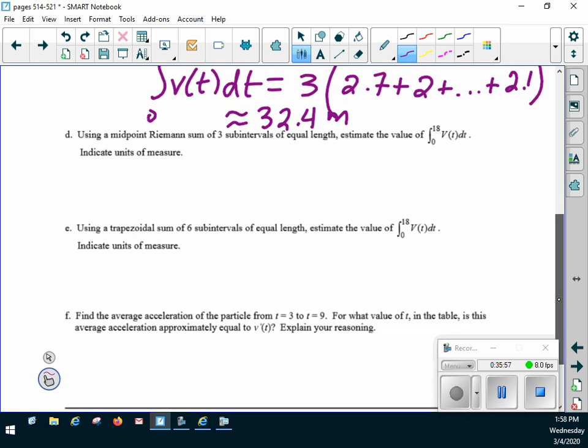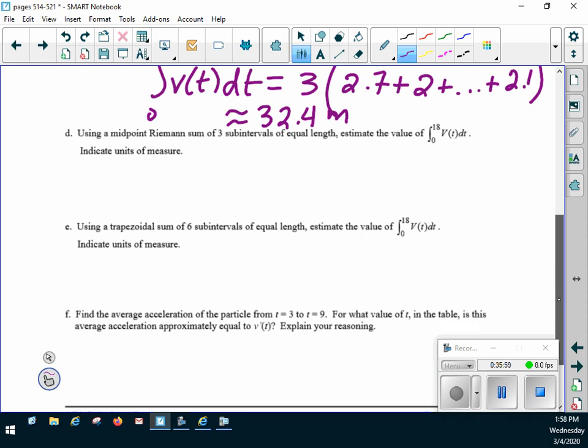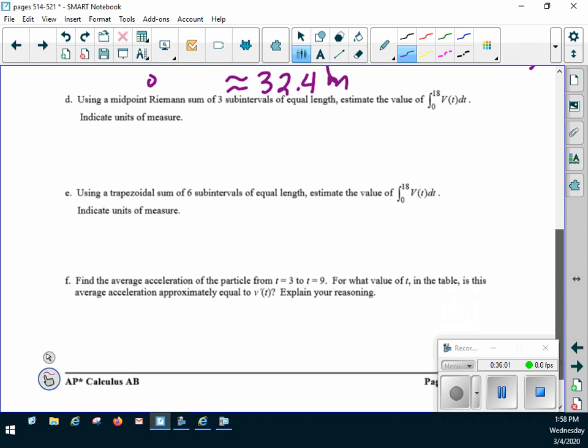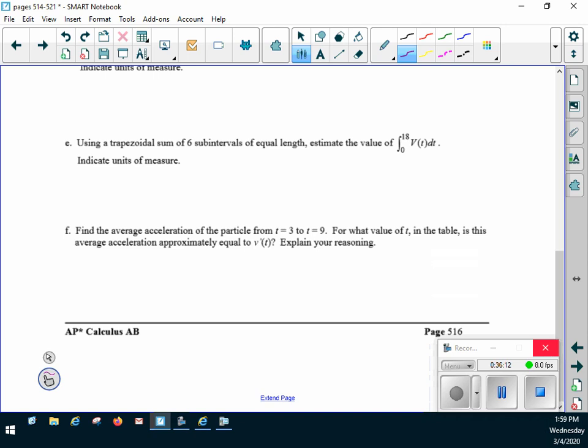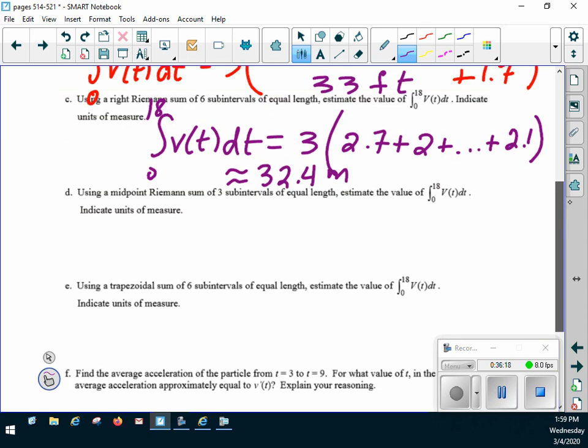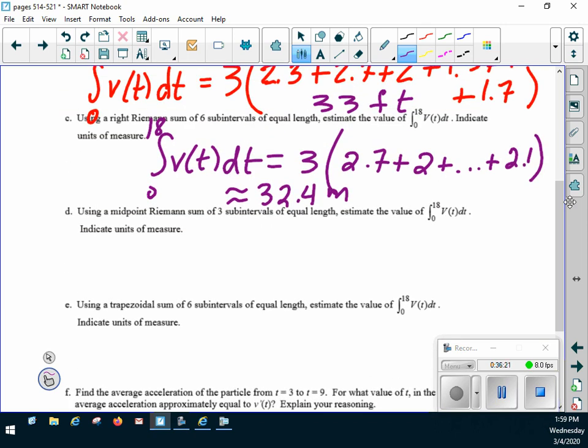I'm going to leave it to you to do D and E because those are both Riemann sums. I don't think you'll have trouble with those. I do want you to do them. Please finish these notes. Let's go down to F. I promise you'll have a calculator on anything that you need one for. If you have a problem like this, of course you'll have a calculator.